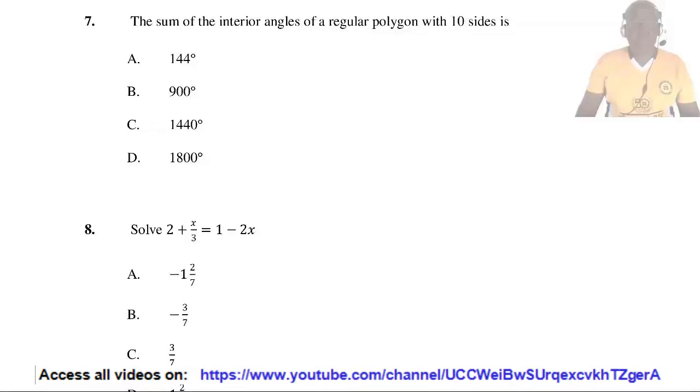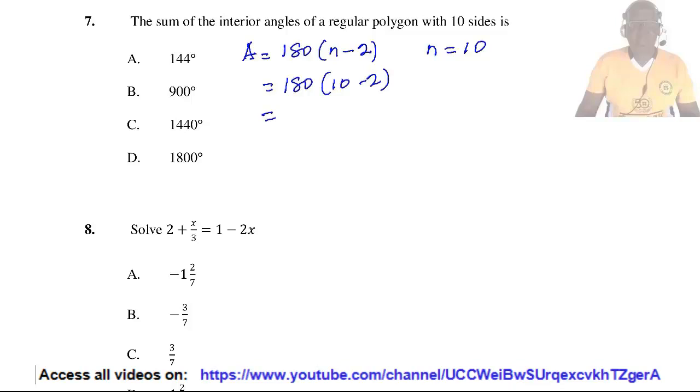Question 7. The sum of the interior angles of a regular polygon with 10 sides is. The formula is given by: the sum of the interior angles equals 180 times n minus 2, where n is equal to the number of sides. In this case, n equals 10. So the sum is going to be equal to 180 times 10 minus 2, or 180 times 8.